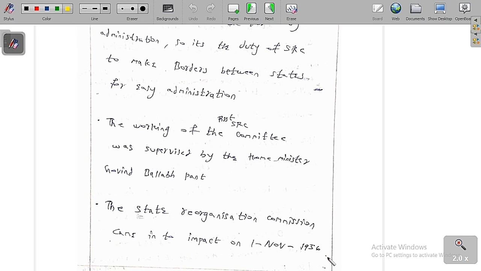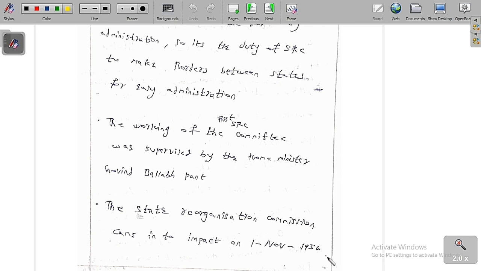So PM Jawaharlal Nehru appointed the first SRC, and Fazl Ali was the retired Chief Justice of the Supreme Court and the head of the first SRC. Previously, the boundaries of the states were inherited from British India, which were not suitable for easy administration. So it is the duty of the SRC to make borders between the states for easy administration. The working of the first SRC committee was supervised by the Home Minister Govind Ballabh Pant. The State Reorganization Commission came into effect on the 1st November 1956.